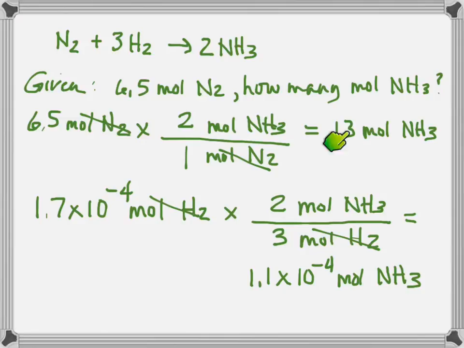And now let's look at both of these answers and ask ourselves if they make sense. Here, 6.5 moles of nitrogen got us 13 moles of ammonia. When we look at this equation, we see that we're going to get twice as much ammonia as we start out with nitrogen. So that makes sense, right? Here we're starting with hydrogen and going to ammonia. We start with 3 moles of hydrogen, we only get 2 moles. So in terms of numbers of molecules, it's less. And so we expect this answer to be less than what we started with, and that's the case. Any questions?